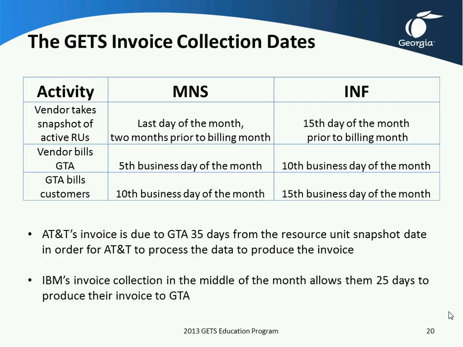Vendor bills, 5th business day of the month on the M&S side, 10th business day on the infrastructure side, and GTA bills customers 10th business day for M&S, 15th business day for infrastructure. So AT&T's invoice is due 35 days from the resource unit snapshot date. IBM's collection in the middle of the month allows them 25 days to produce their invoice to GTA. Again, same thing, mentioned it earlier in some of the other slides. Just wanted to reiterate it.